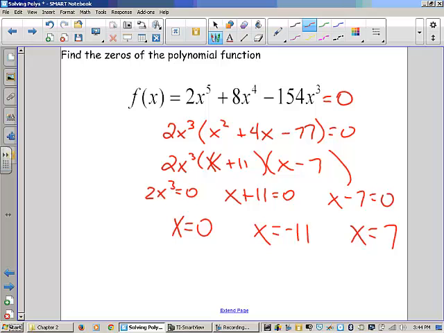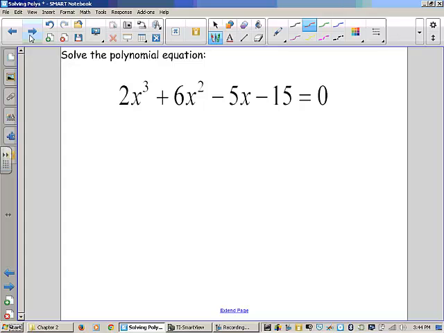Just like we would solve a quadratic, we do the same thing. It's just the factoring gets a little bit more tricky. Now here's another method of factoring. When you have four terms, we can try to factor by grouping.